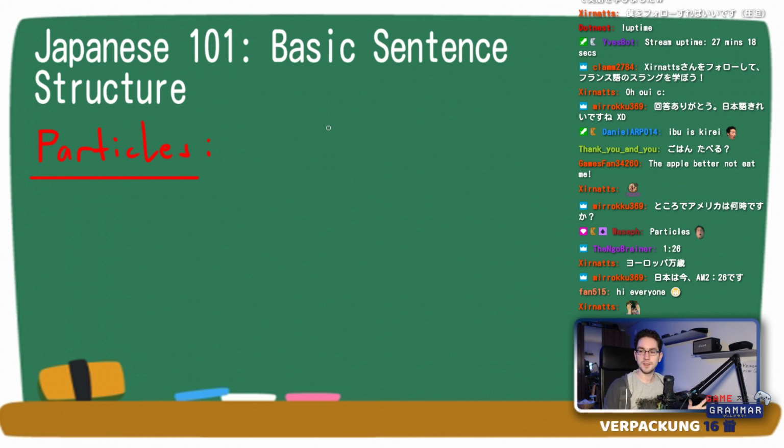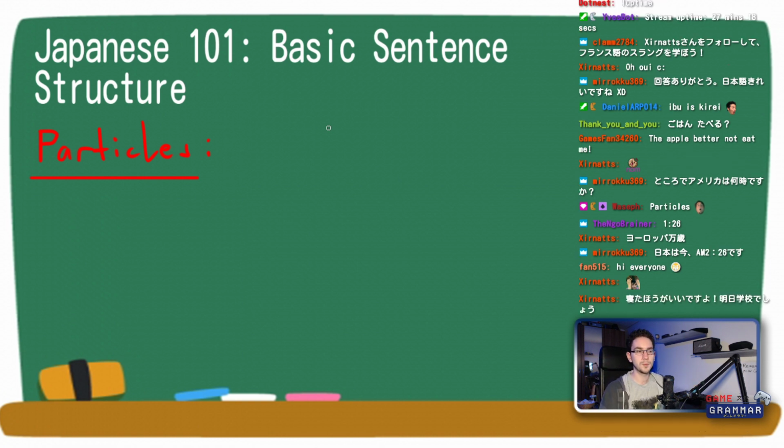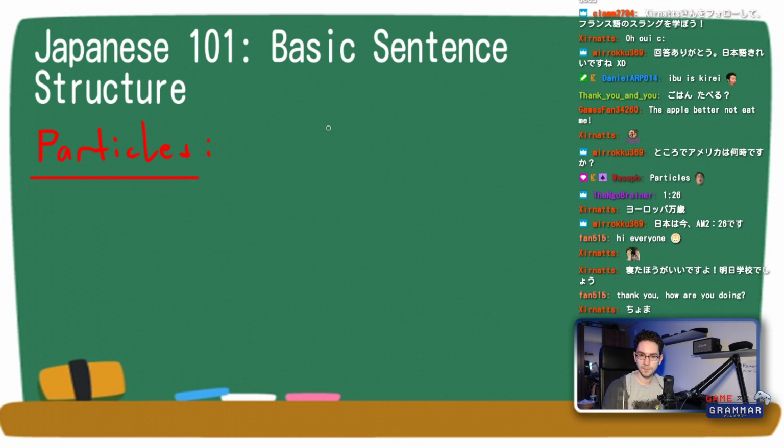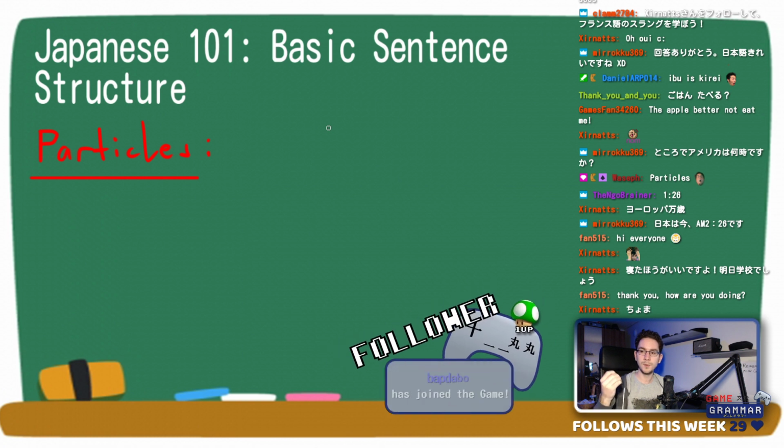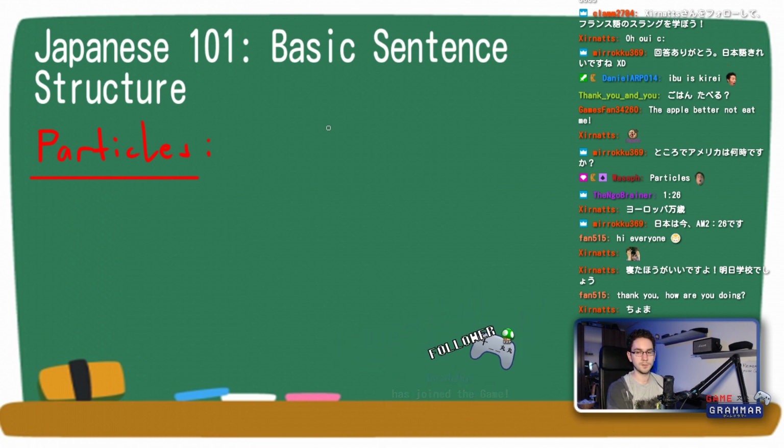Particles in Japanese are the backbone of the language. I think it's safe to say that particles is what makes Japanese work, and at the same time it's what makes Japanese very different from what you're probably used to. So if your native language is a European language, like English, French, German, whatever, then you will probably be most confused by this concept of particles when you get started.